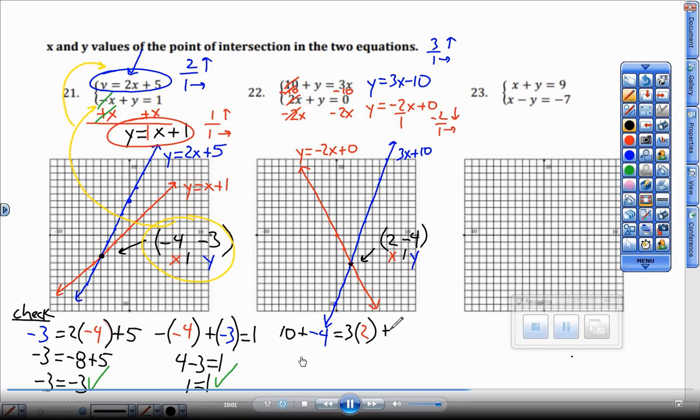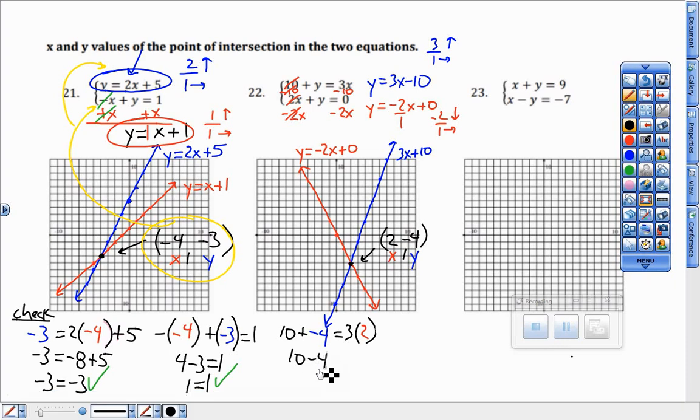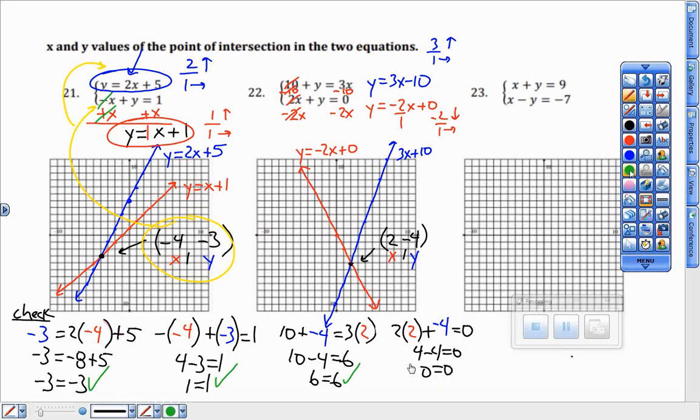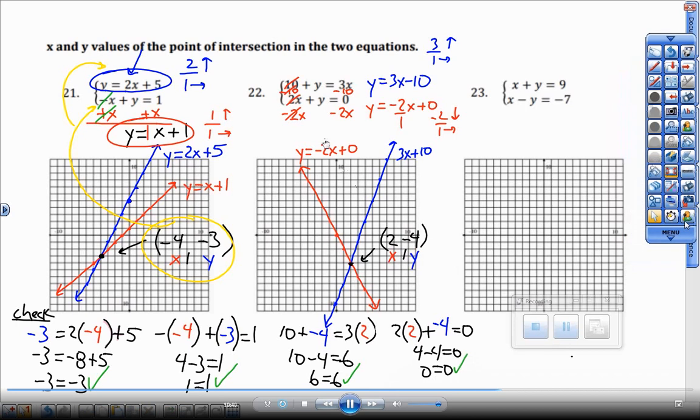Gives me 10 minus 4, which is 6. That is true. 6 equals 6. 10 minus 4 equals 6. That is true. That point satisfied that first equation. Now I'm going to plug it into that second equation. So that will be 2, where that x is. I'm going to plug in 2 plus that y number, which is negative 4. And that gives me 4 minus 4, which is 0. That is true. That point satisfied both equations.